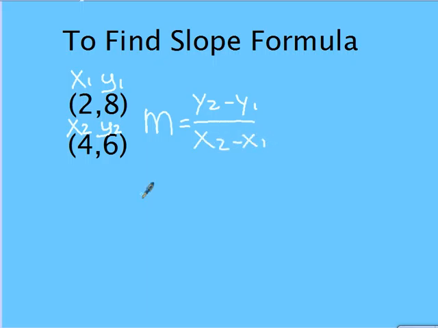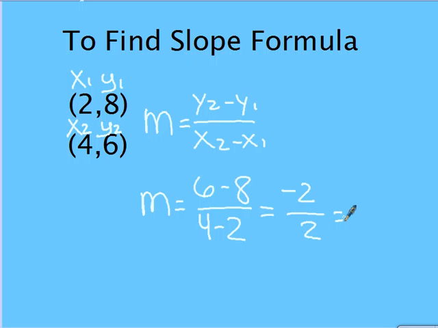Now I plug in the points. So m equals 6, which is y2, minus 8, which is y1, over 4, which is x2, minus 2, which is x1. Now we simplify. 6 minus 8 is negative 2, and 4 minus 2 is 2. Negative 2 divided by 2 is negative 1. So our slope, which is m, would equal negative 1.